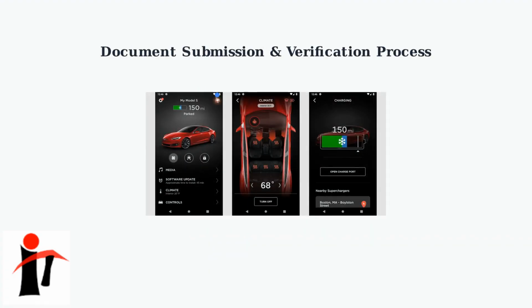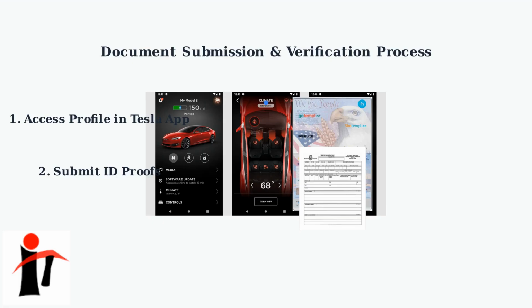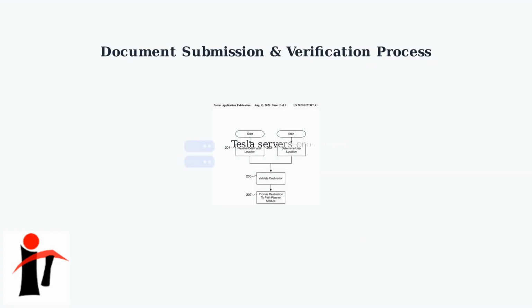The verification process begins when you access the Profile section in the Tesla app to change your name. A moving cursor simulates navigating the app interface. Next, you'll need to submit ID proof such as a driver's license or passport that match your new name. These documents must be clear and up to date. Tesla's servers then cross-reference the submitted information with your vehicle registration and payment methods to verify the change.